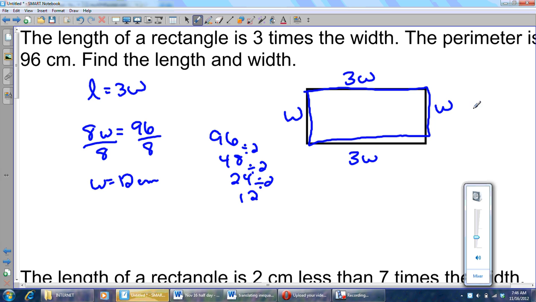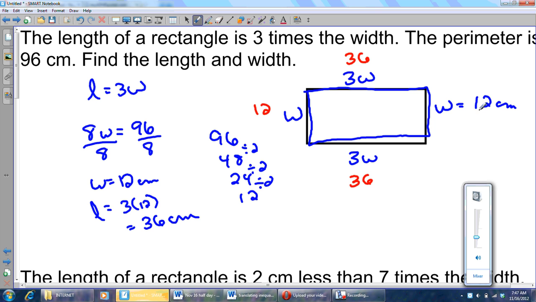Well, that's the width of the rectangle, 12 centimeters. The length is going to be 3 times 12, or better yet, 36 centimeters. Now you can check your answer. I think this is 36, and that's 36. I think these are both 12.